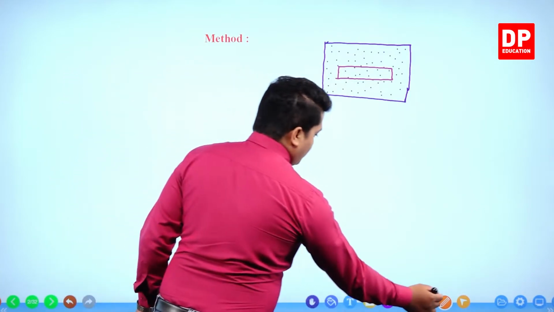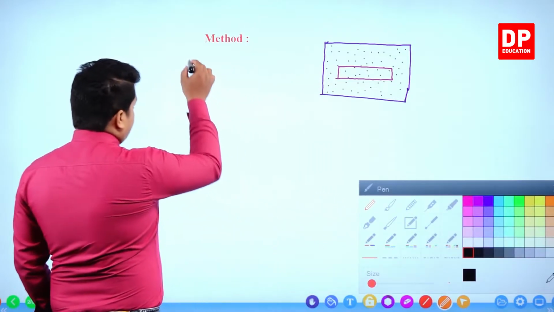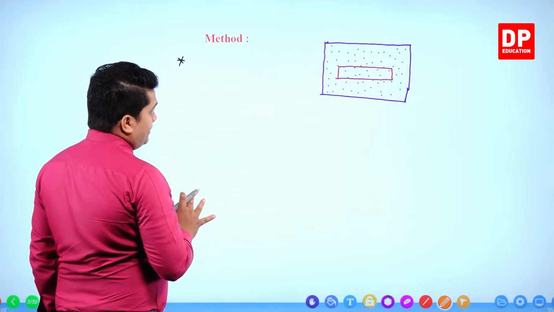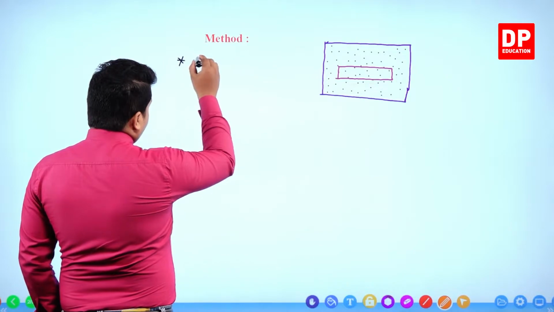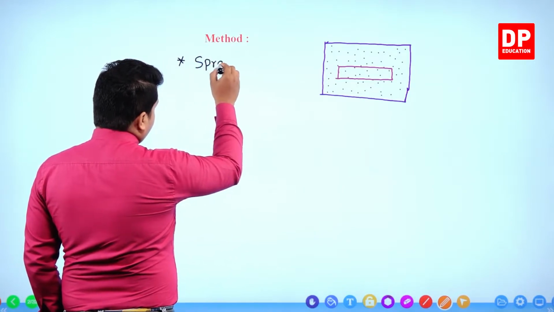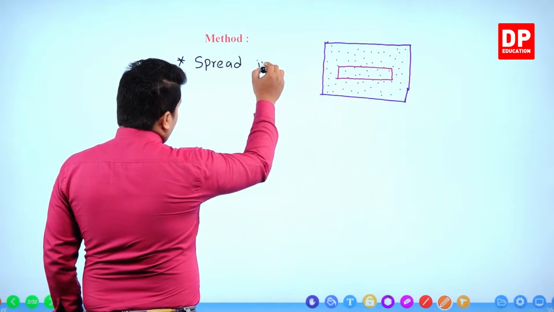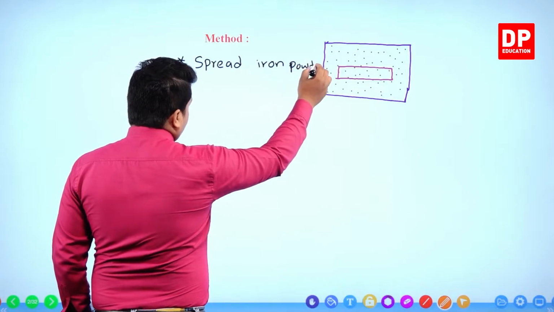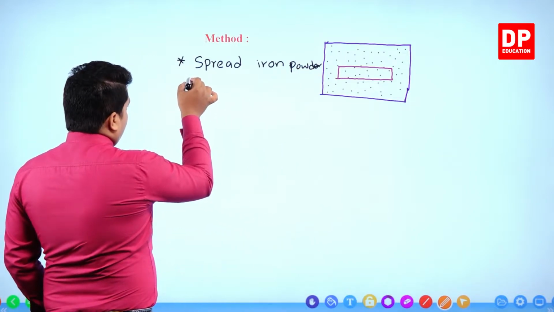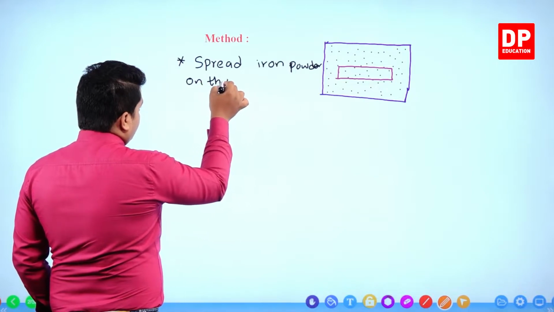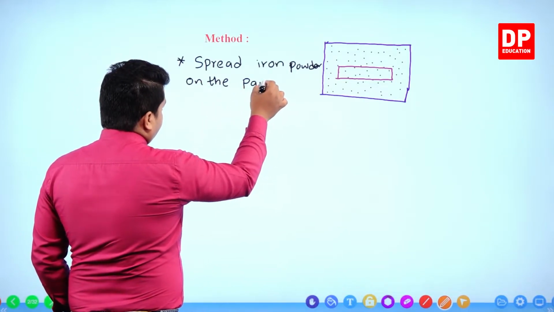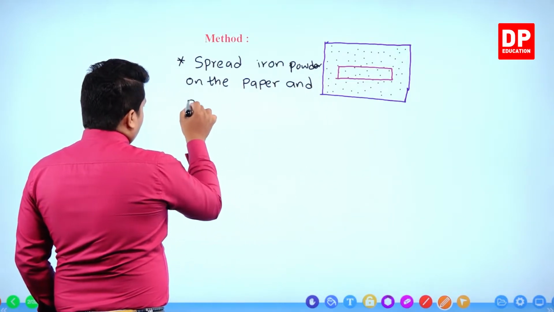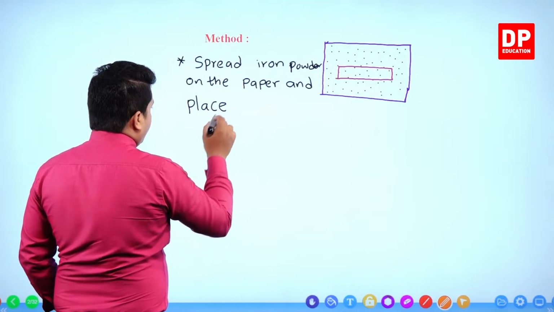So first of all, you have to spread iron powder on the white paper like this. Spread iron powder on the paper and place the magnet below it.